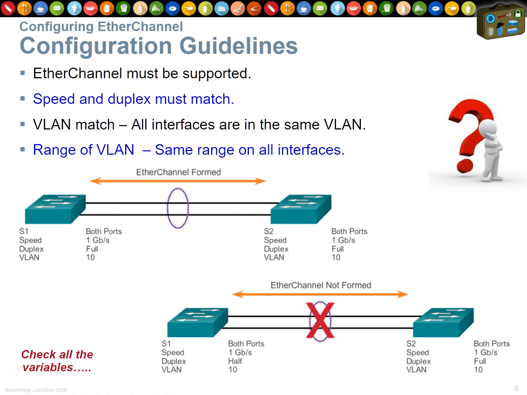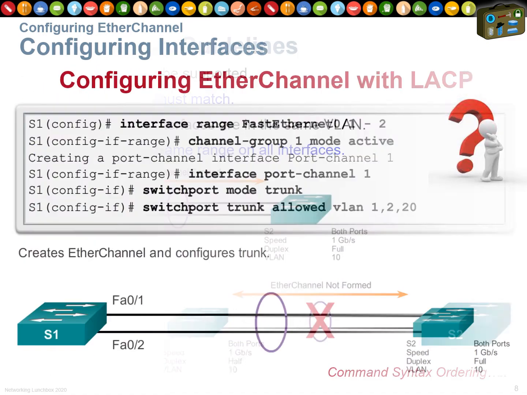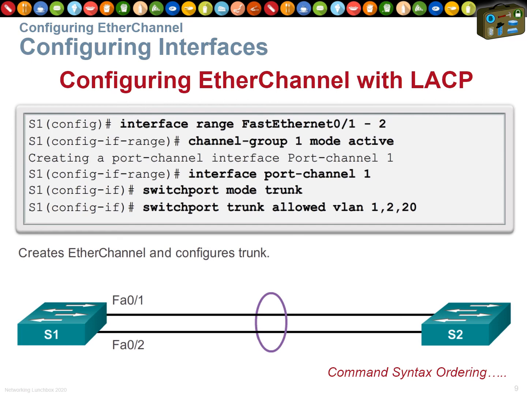So how do we do it? Well, interface range FastEthernet 0/1 to 2. Channel group is the command that actually creates the channel. The number 1 represents the virtual interface that we're creating, and then the mode. So we've got 5 choices. We've got on, we've got active or passive, and we've got desirable and auto. In this example we're doing LACP, so we're using active.